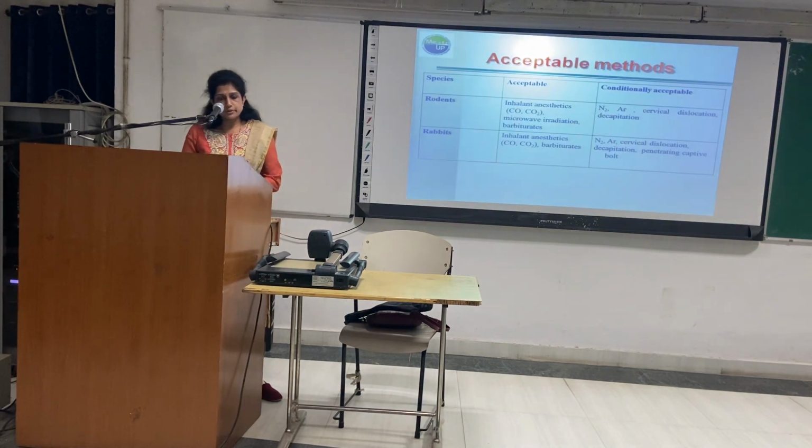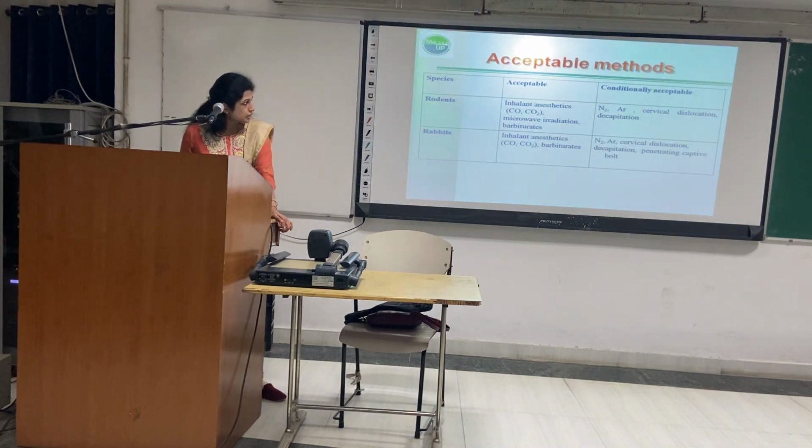These are the acceptable methods of euthanasia. In rodents, acceptable methods are inhaled anesthetics, carbon monoxide, carbon dioxide, microwave irradiation, barbiturates. In rabbits, the acceptable are inhaled anesthetics, carbon monoxide, carbon dioxide and barbiturates. And conditionally acceptable: nitrogen, argon, cervical dislocation, decapitation, and penetrating captive bolt in case of rabbits.